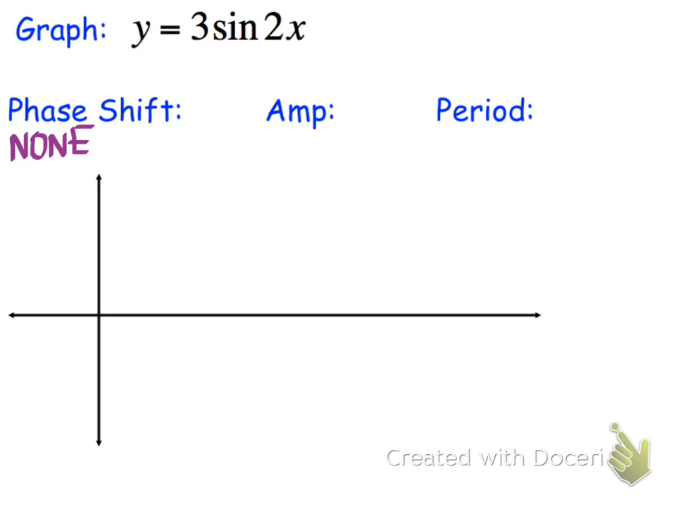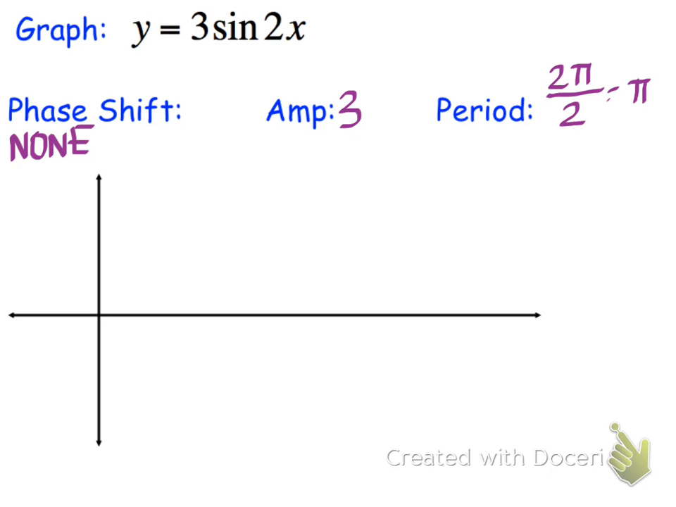In terms of the amplitude, remember that's the number in the front, and our amplitude in this case is 3. That means from our center line, this graph is going to go up or down 3 units. And then finally, the period. In this case, we do have a b value of 2. So in order to find the period, we'll have to do 2 pi divided by 2, and when I simplify, I get pi.